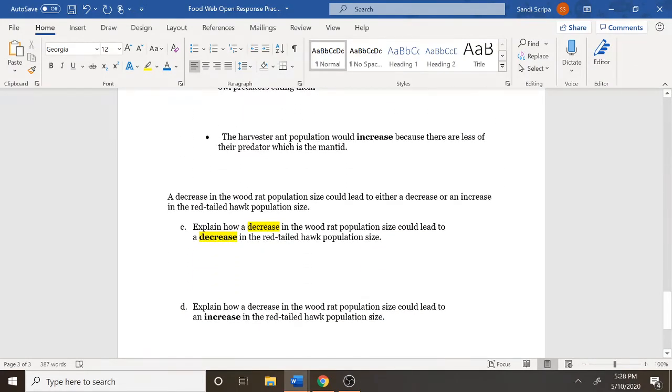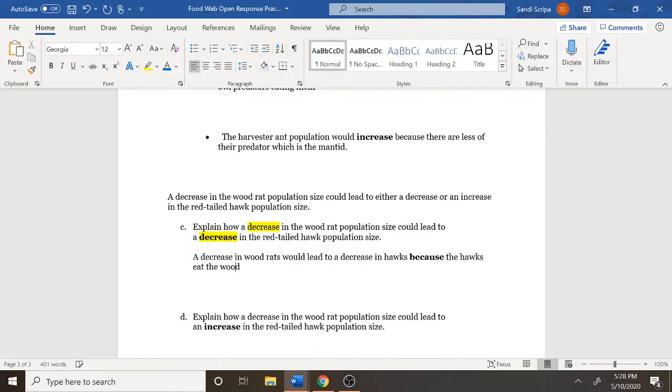All right, so we're going to do it in complete sentences. So a decrease in wood rats would lead to a decrease in hawks because the hawks eat the wood rats, and without enough rats, they would start to starve, thus decreasing their population.